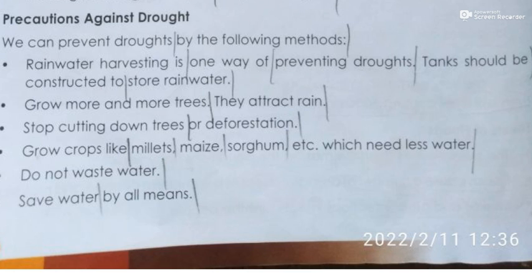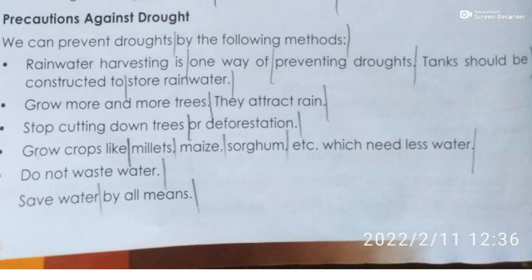Okay, and another thing is we have to grow more trees during the rainy seasons, so that can attract rain. Okay, and especially we should not cut more trees. So nowadays everywhere deforestation is happening. Okay, so we should not cut the trees. The more trees we have, the more rain we receive.